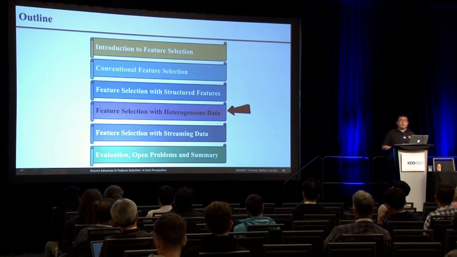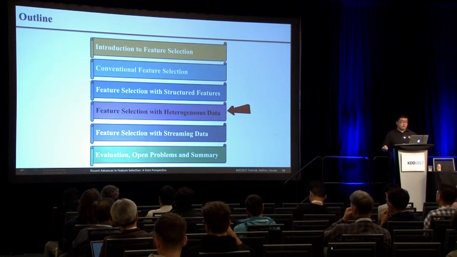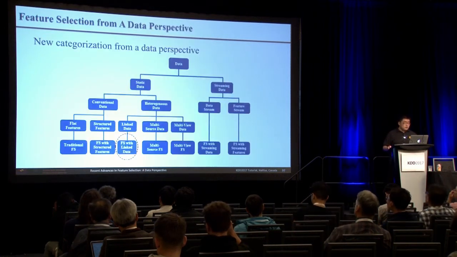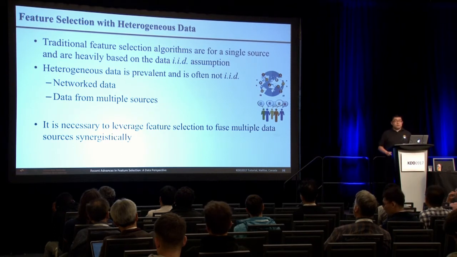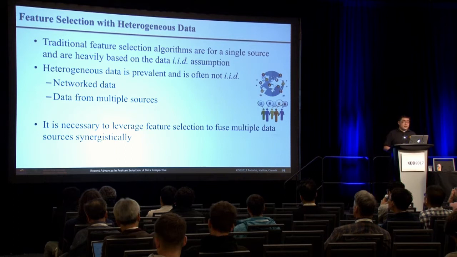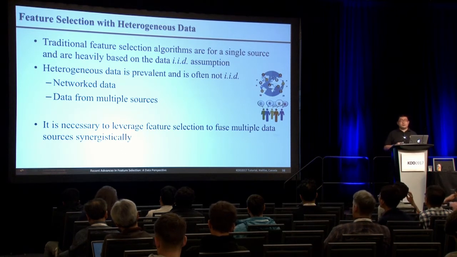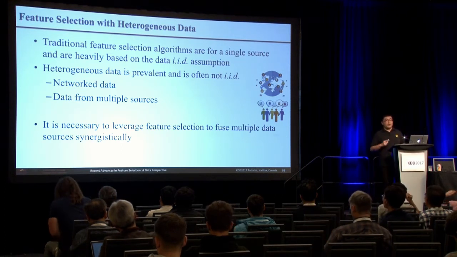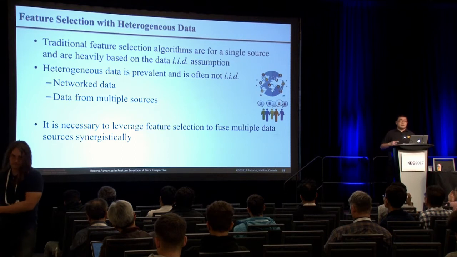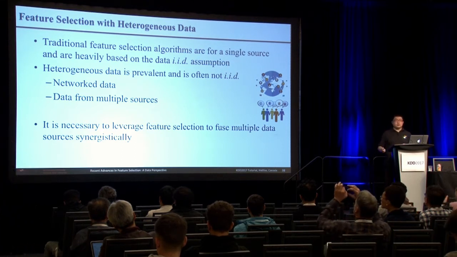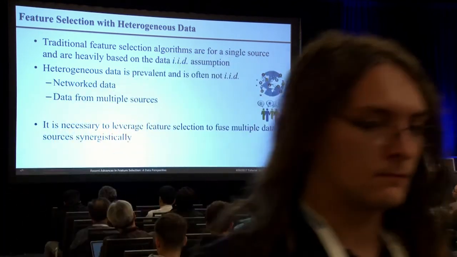So next, I will talk about how to design feature selection algorithms with heterogeneous data. Previously, we have talked about some traditional feature selection algorithms. These algorithms are only proposed for a single data source, and they are heavily based on the data IID assumption. This assumption says that different data instances are independently sampled from the same distribution.